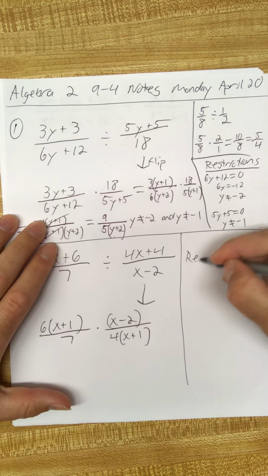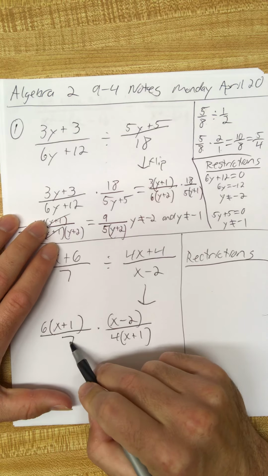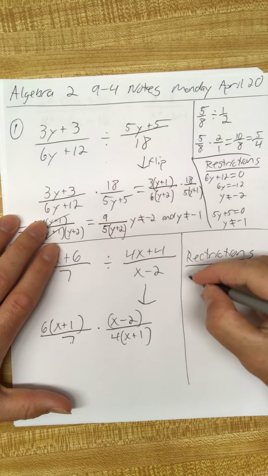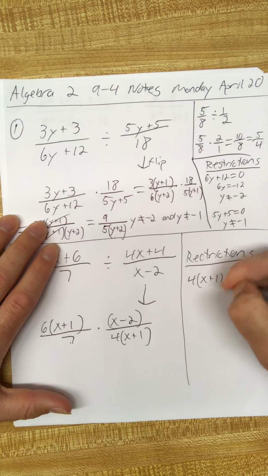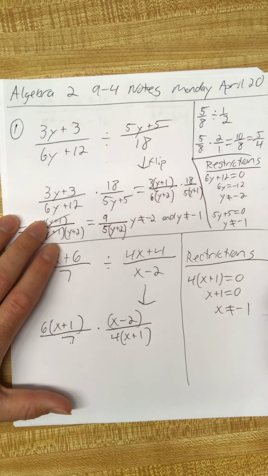So as far as your restrictions go on this one, it's pretty easy. This denominator is 7. 7 is just 7. It's never going to be 0. Take your 4 times x plus 1 equals 0. All you got to do is x plus 1 equals 0. So x cannot equal negative 1.